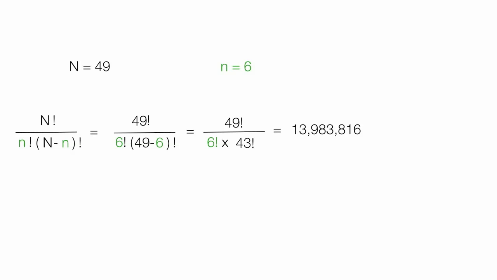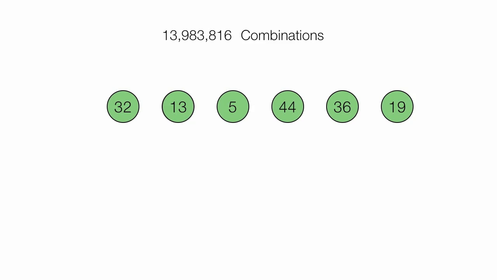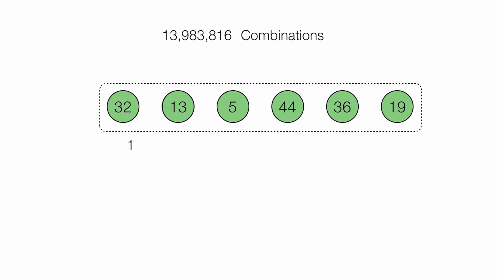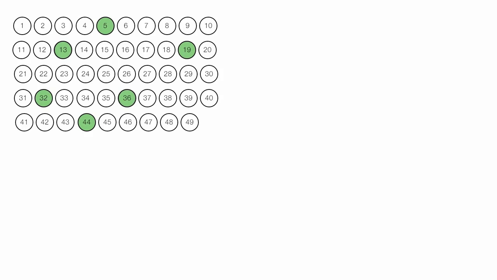So my total combinations, 13 million something, and I started out with one combination, so the chance of getting this one combination is 1 out of 13,983,816. Now I'm going to use standard probability theory. This is exactly the same as the permutations I did with marbles without replacement.